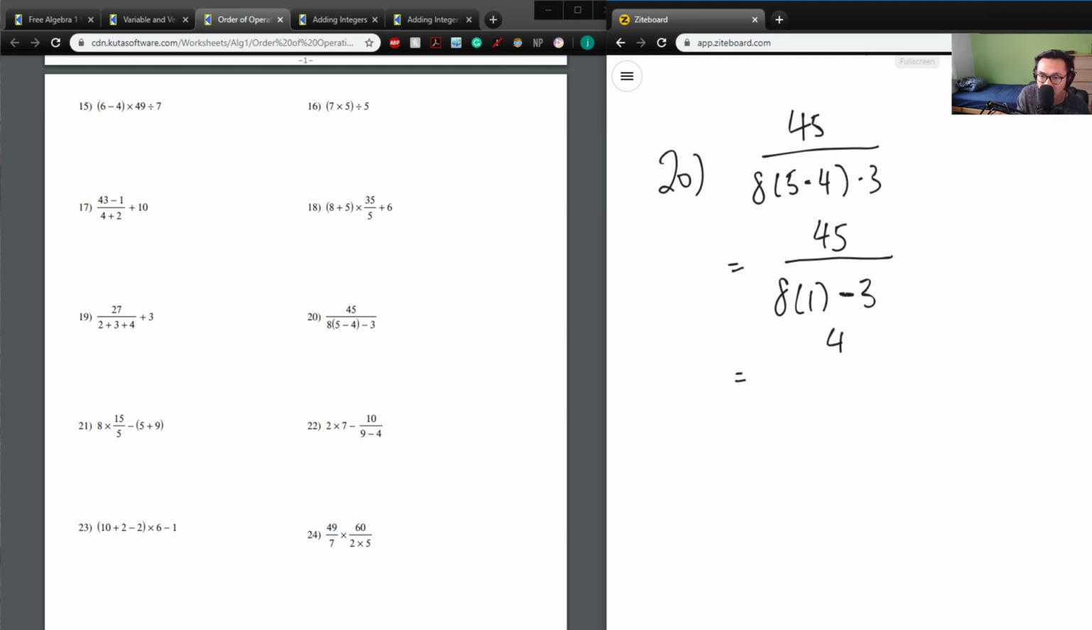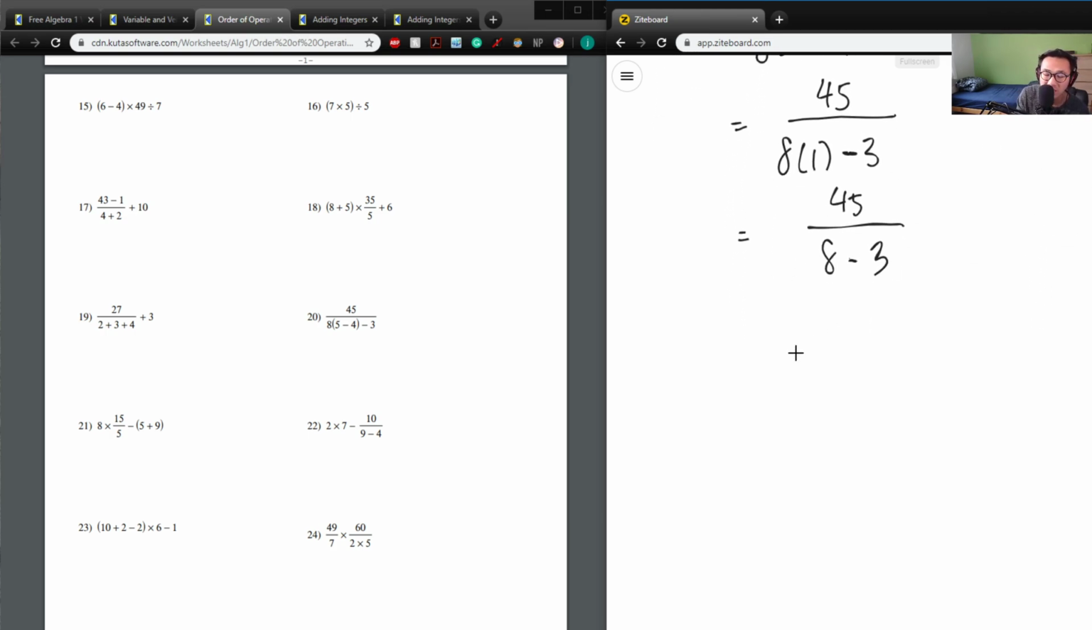So it's 45 before I divide, divided by 8 times 1 here, which is 8, minus 3. Again, 8 times 1 here is simply 8, right? And then what we actually have to do is the bottom part first, because ideally we want to divide both these numbers, right? Because that's our order of operations. Division comes before subtraction. So 45 divided by, but in this case we have to do subtraction first before we even do division. So 8 minus 3 here is simply 5.